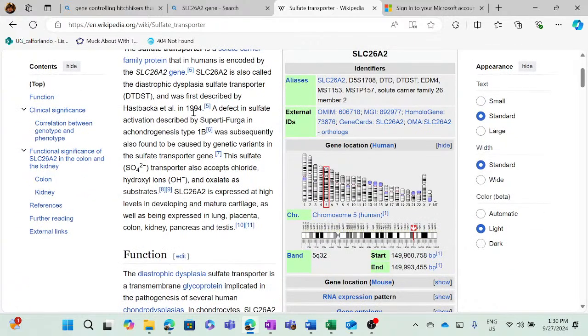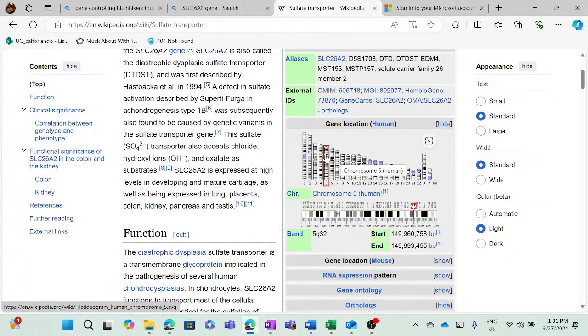Here's the point. That gene, that little sulfate transporter that has to be built for your cells, there has to be a blueprint for it. Where's that blueprint located? It's located on chromosome number 5. And then on chromosome number 5, specifically it's located way the heck at this location here.